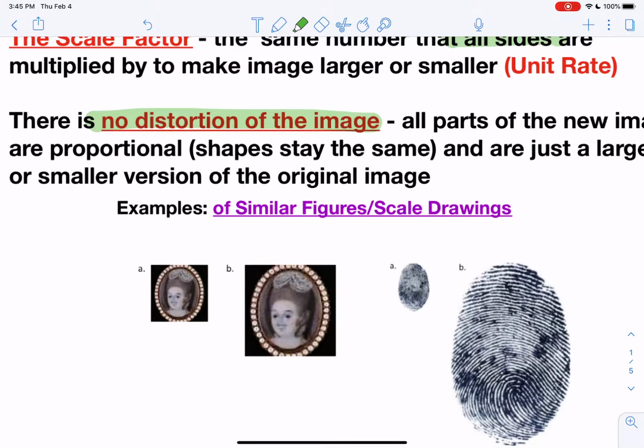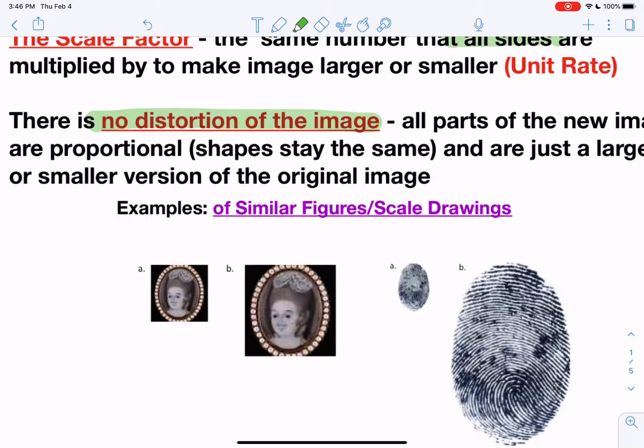The first painting we see for A, and then B is that same exact painting just made larger. Notice all the proportions within the painting, all the shapes stay the same. Okay? And for the second example, you can think of A like the original fingerprint and B like we took that fingerprint and blew it up to make it bigger, maybe like the police do to check the fingerprints to see if they match other fingerprints. So it's the exact same fingerprint, just made bigger.